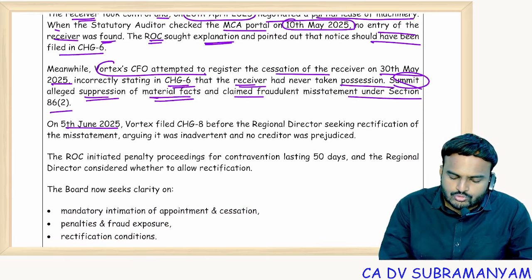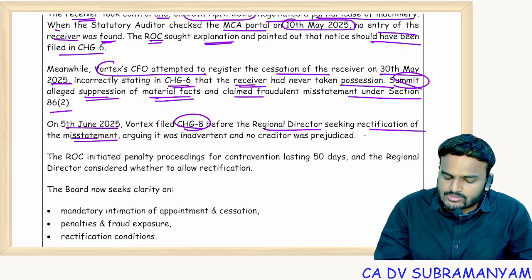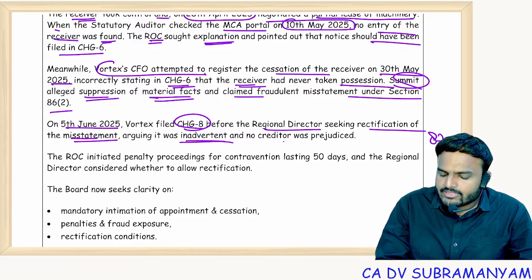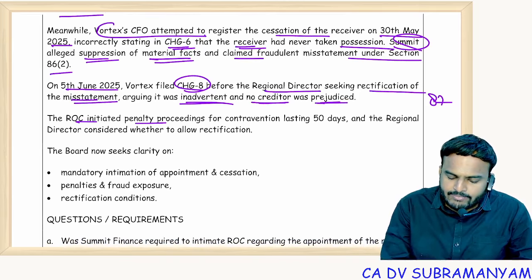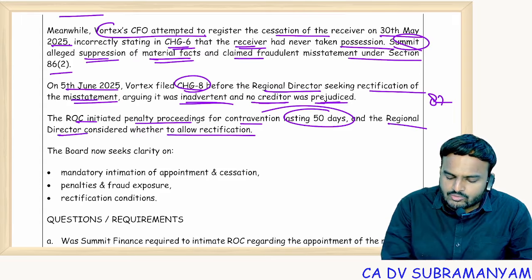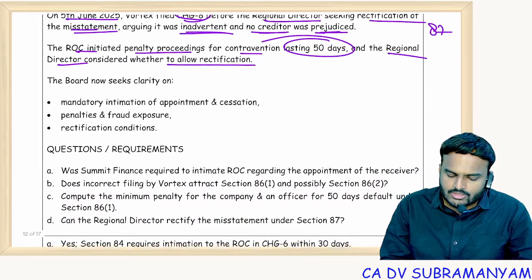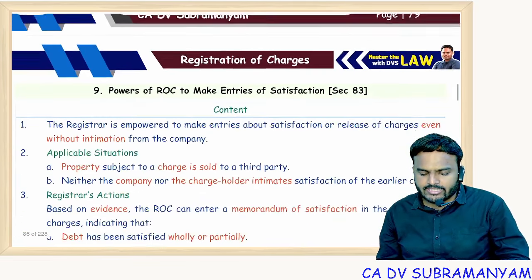On 5th June 2025, Vertex filed CHG-8 before the Regional Director seeking rectification of the misstatement. So Section 87 is also coming into the picture, arguing it was inadvertent and no creditor's interest was affected. The ROC initiated penalty proceedings for contravention lasting 50 days, and the Regional Director considered whether to allow rectification or not. So based on that, questions are there. So this is about Section 87.